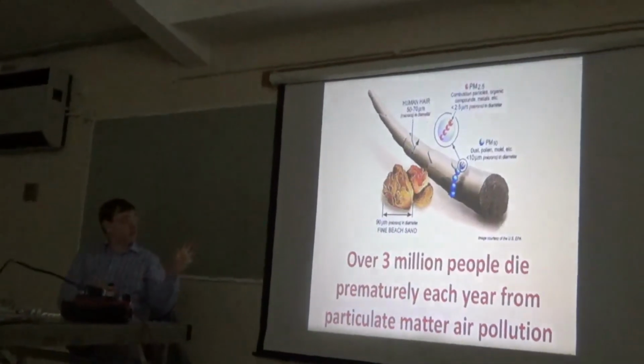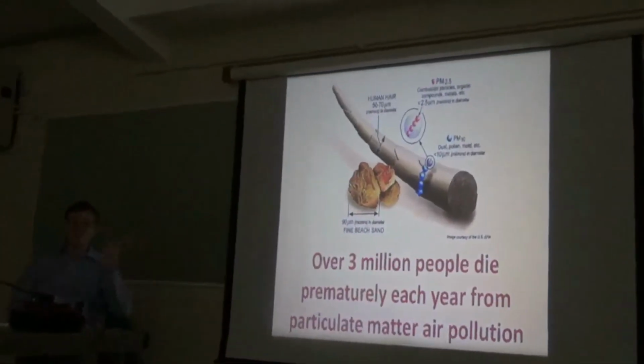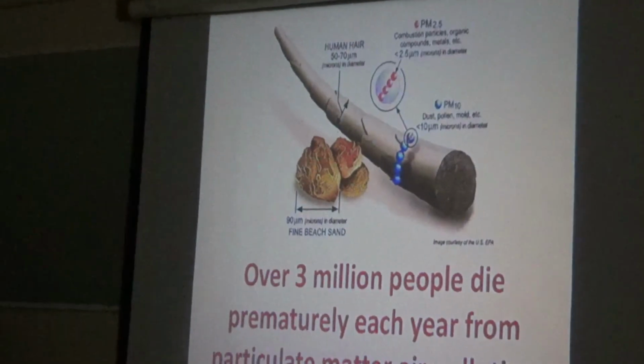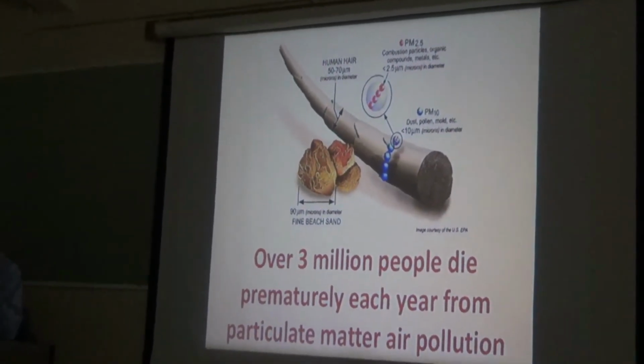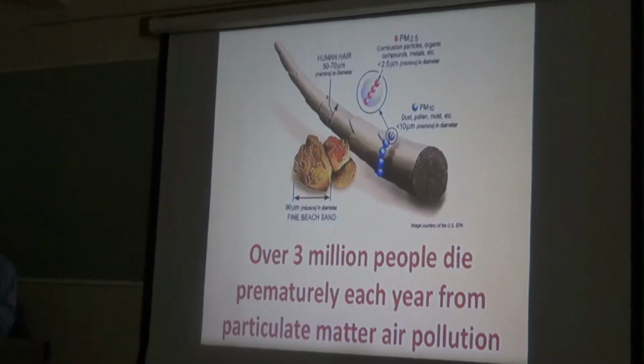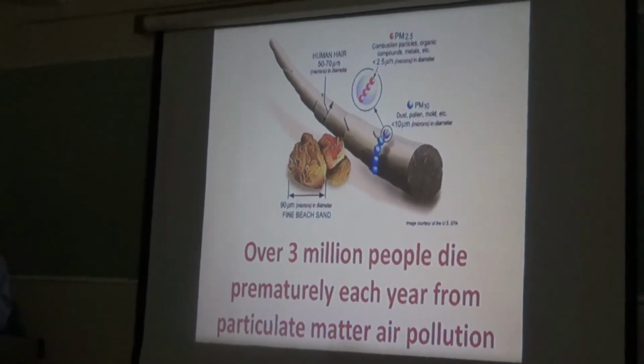This particular type of air pollution that you can see in those pictures is particulate matter air pollution, which is lots of tiny little particles in the air that you can breathe in, get deep down inside your lungs and cause huge health problems. And these particles are absolutely tiny.